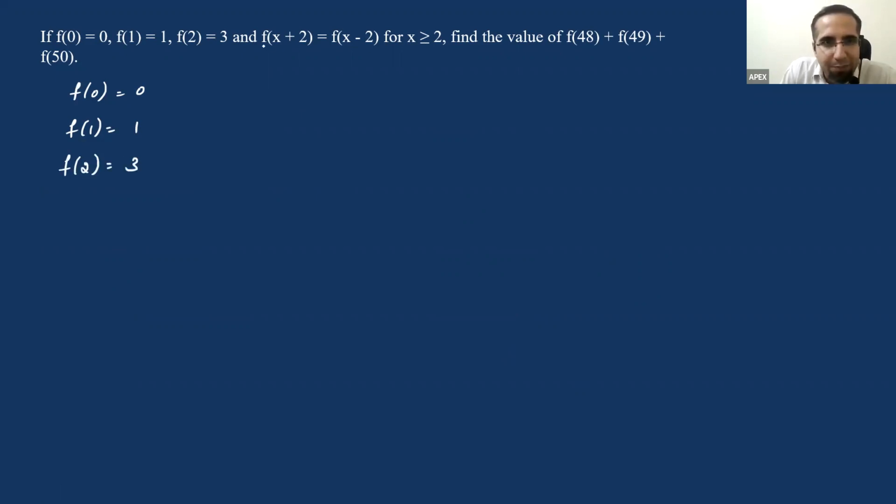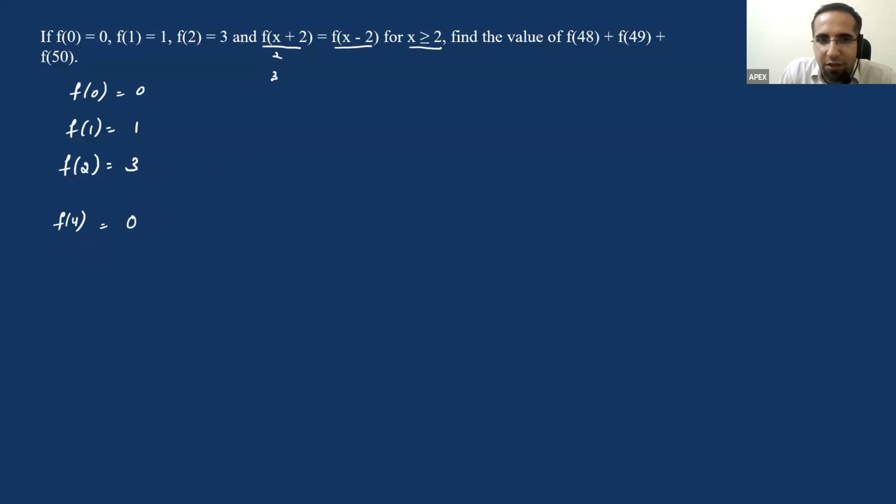Now, what am I given? f(x+2) = f(x-2) for x greater than or equal to 2. So let's replace x = 2. What do we have here? We have f(4) = f(0). Clear? f(0) is equal to 0.